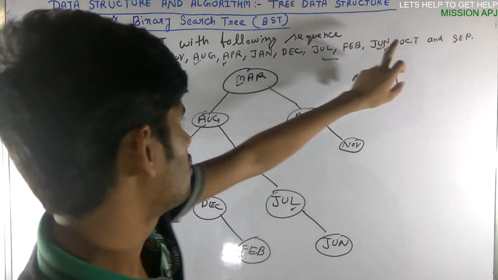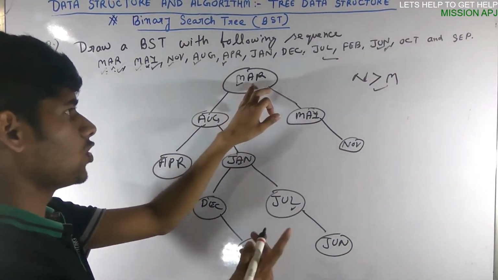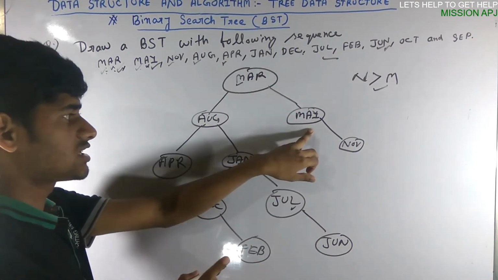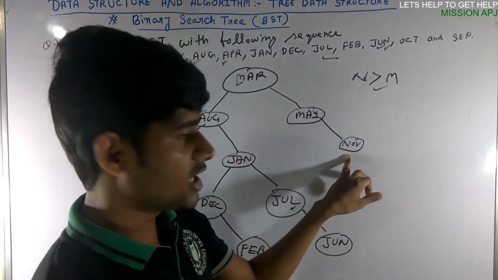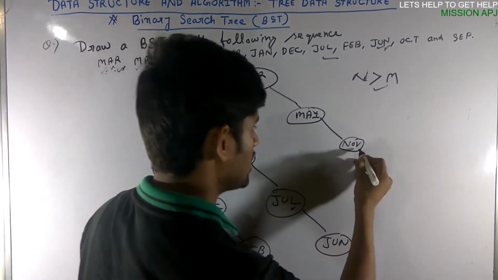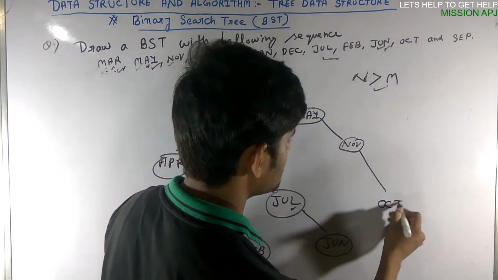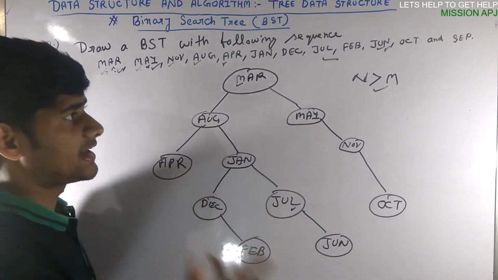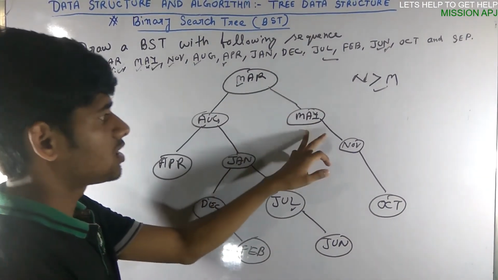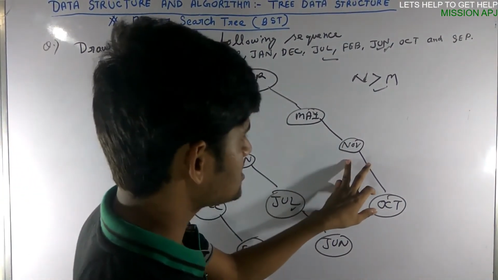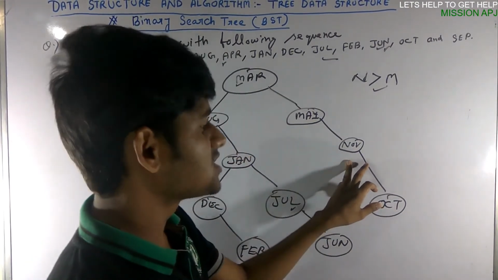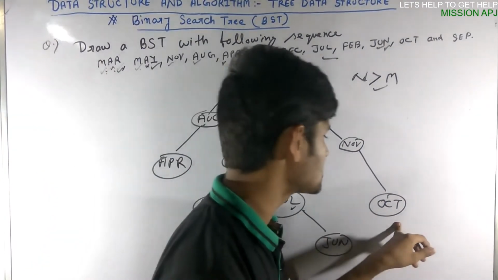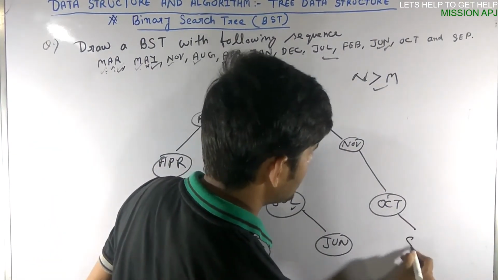Now OCT. O is less than M? LMNO. O is greater than M. So go right. O is greater than M. Go right. O is greater than N. So go right. So right here OCT. Fine. Then last comes September. MNOPQRS. S is greater than M. Come here. S is greater than N. Fine, go here. OPQRS. S is greater than O. So go right here. Right is September.